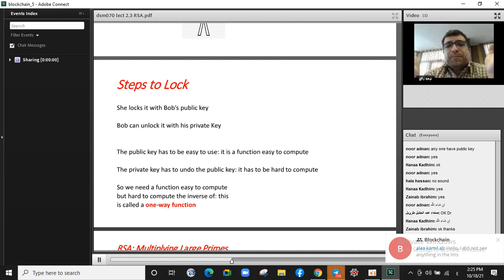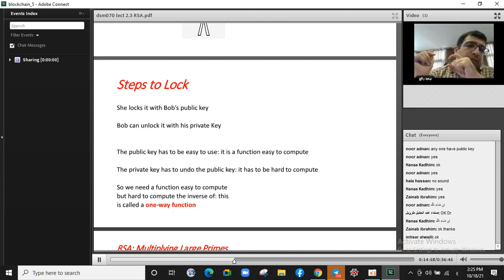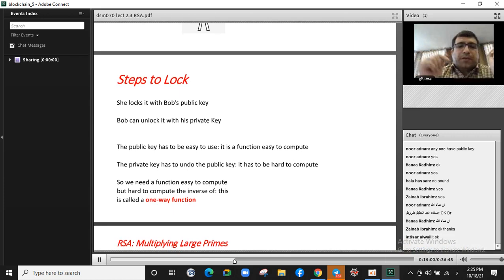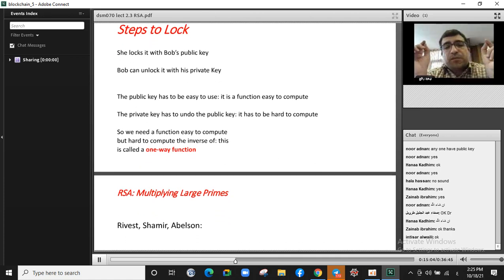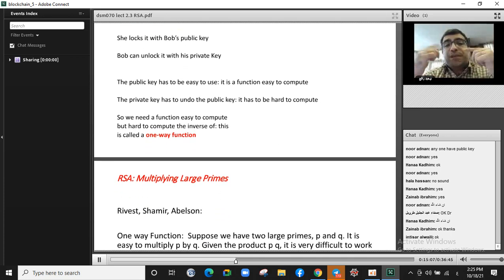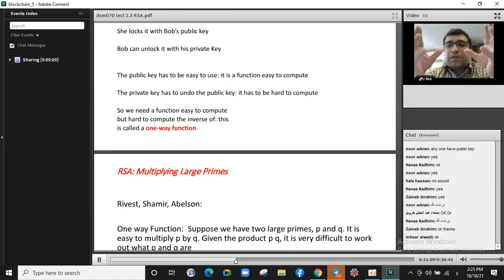The public key has to be easy to use. Everybody knows others' public keys. It's a function easy to compute. But the private key has to undo the public key, so it has to be hard to compute. Only the owner can undo the public key. So we need a function easy to compute but hard to invert. This is called a one-way function.